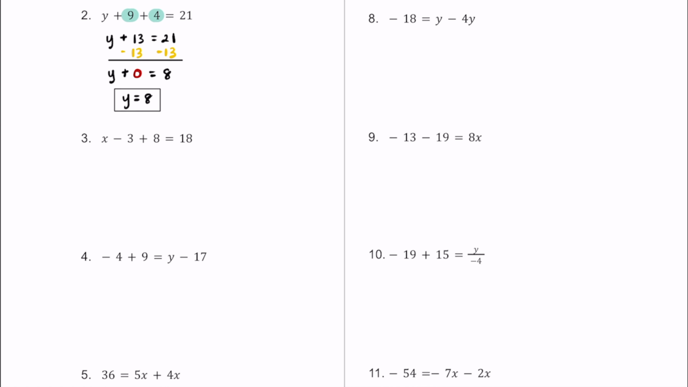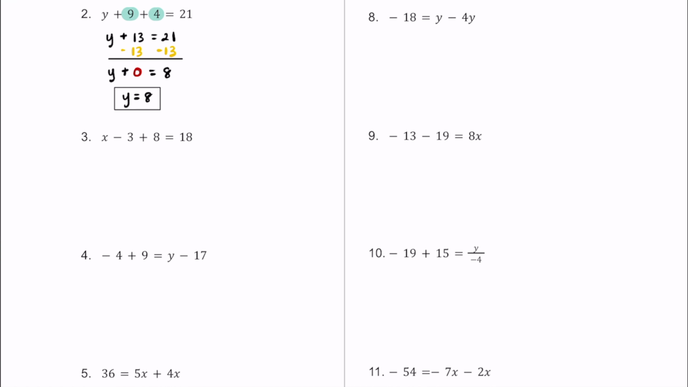For number 3, we have this equation of x minus 3 plus 8 is equal to 18. Keep in mind that this minus 3 is really a negative 3. If you want to add the opposite, you can see that it's a negative 3. And this is a positive 8. These constant terms are also like terms. So negative 3 plus 8 is going to be 5. So they can be combined. So we have x plus 5, because it's a positive 5, is equal to 18.